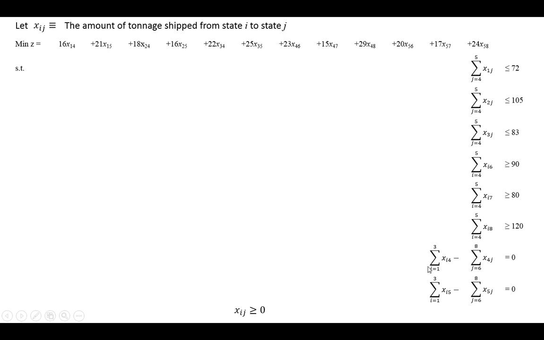For our transshipment nodes, again, we have to balance. So anything that goes into node 4 has to come out of node 4. Same thing for node 5. Anything in has to go out.